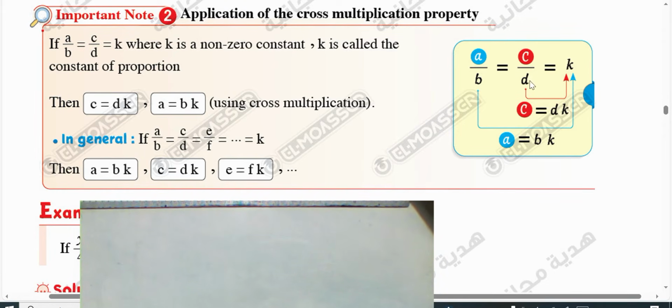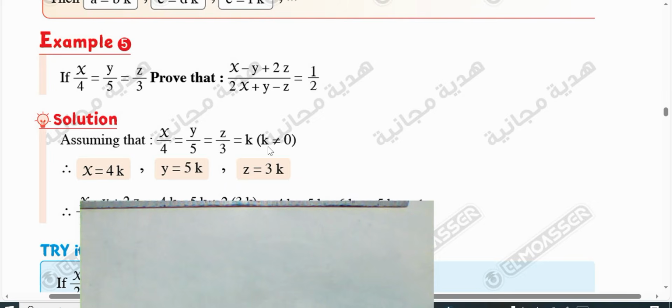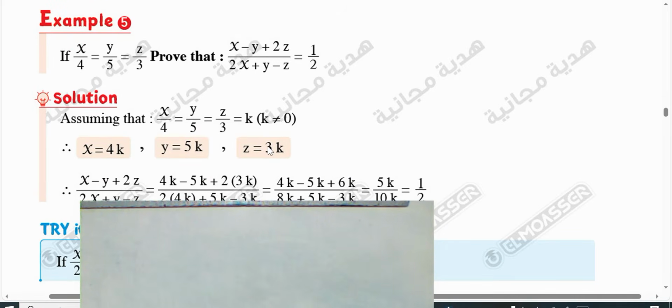Important note number 2, application of the cross multiplication property. If a over b equals c over d equals k, we can find the value of a equals b times k, where k is a constant not equal to 0, and c equals d times k. Then in general, if a over b equals c over d equals e over f, we can find the value of a equals b times k and c equals d times k and e equals f times k. This example here, look with me about the steps.